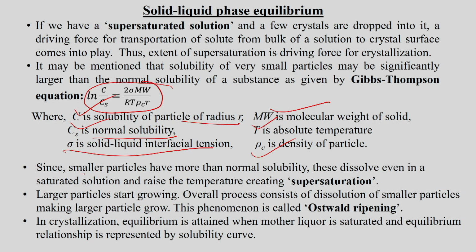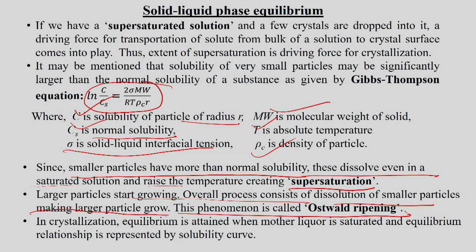Okay. Since smaller particles have more than normal solubility, they dissolve even in a saturated solution and raise the concentration, creating supersaturation. And the larger particles start growing. The overall process consists of the dissolution of the smaller particles, making the larger particles grow. This phenomenon is called Ostwald ripening. Okay.